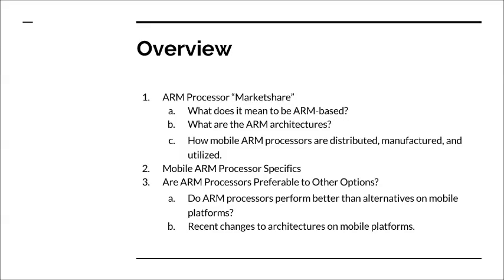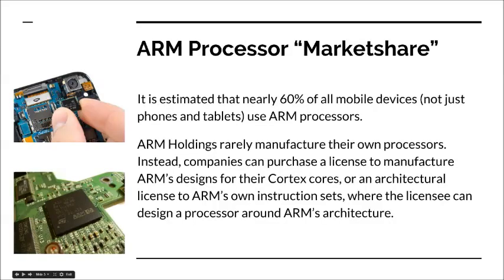Secondly, we'll talk about a few specifics of ARM processors. We'll talk about more general aspects of an ARM or ARM-based processor, and then we'll get down to the more detailed aspects of them and the history of how they've evolved a little bit. And then we'll talk about how ARM processors are preferable to other options, if they are. We'll talk about how they perform compared to recent alternatives. And then finally, we'll talk about a few changes to architectures on mobile platforms in regards to mobile ARM processors.